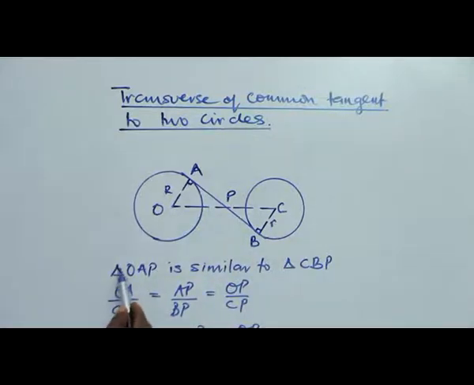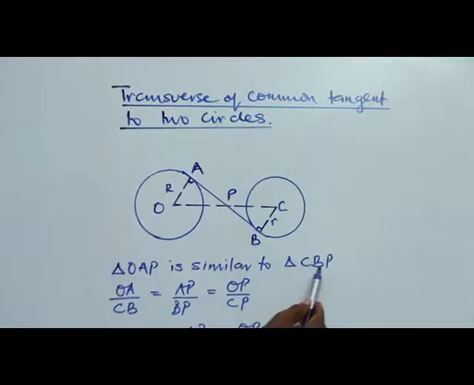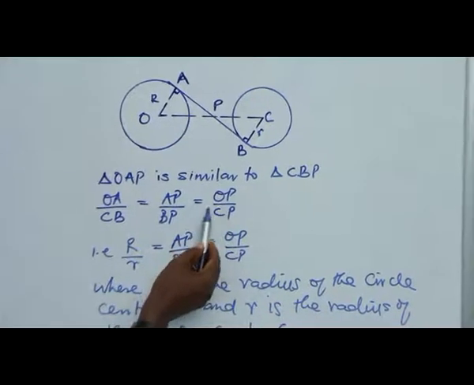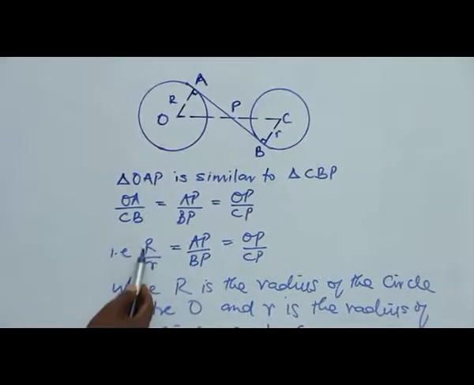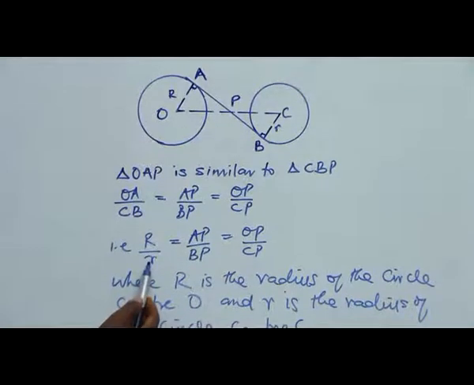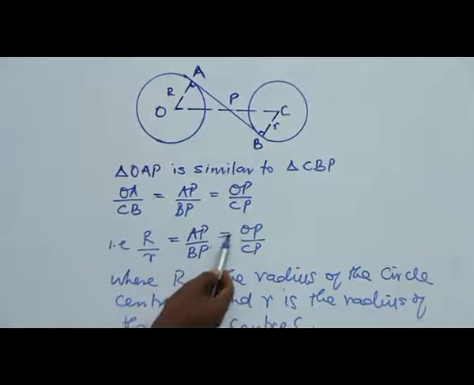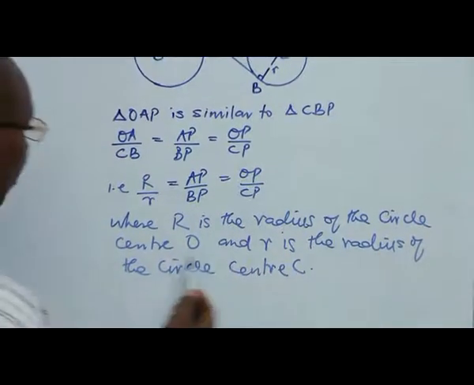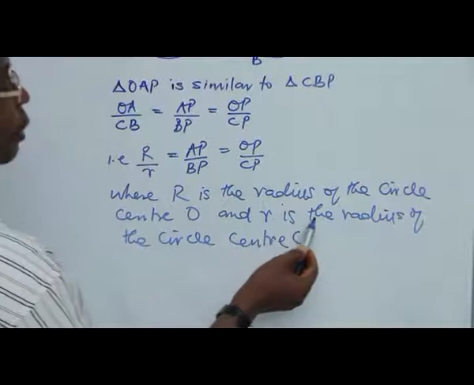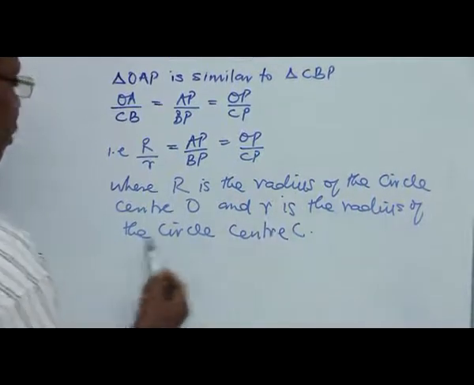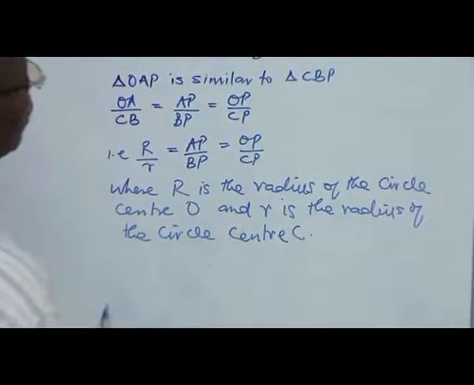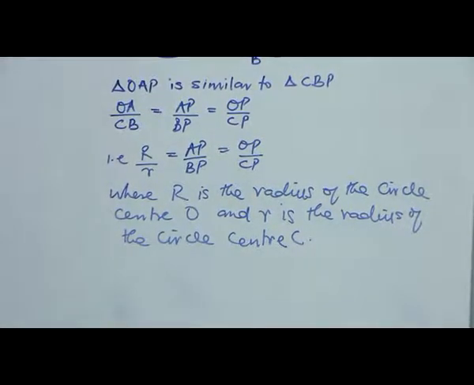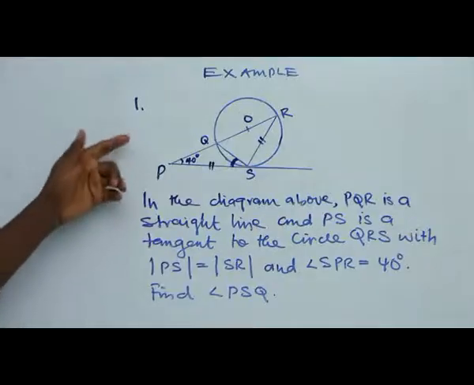We now say that triangle OAP is similar to triangle CBP. OA over CB is equal to AP over BP, equal to OP over CP. And our OA is capital R and CB is small letter r, equal to AP over BP, equal to OP over CP. Where capital R is the radius of the circle, center O, and small letter r is the radius of the circle, center C. We shall now use this formation to solve problems. Example number 1.